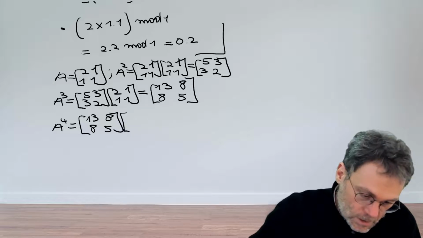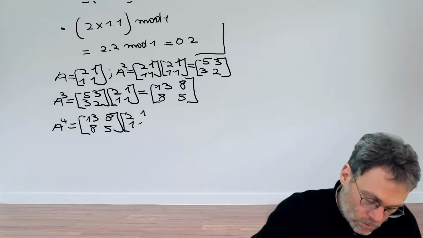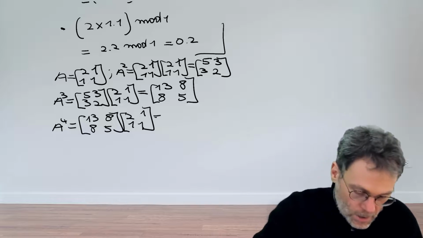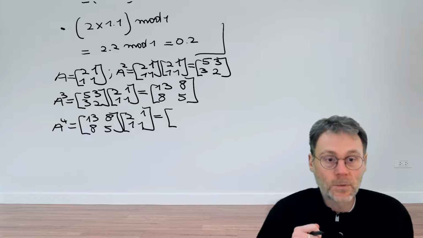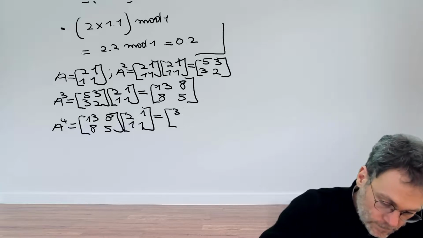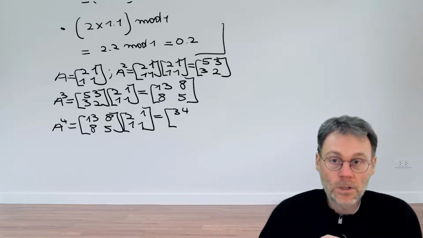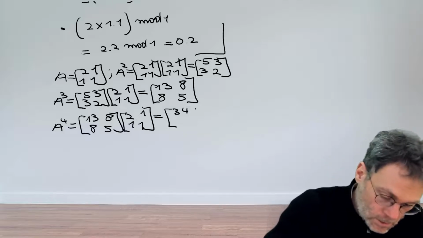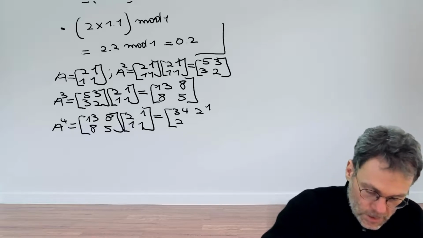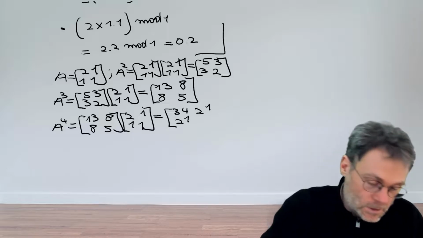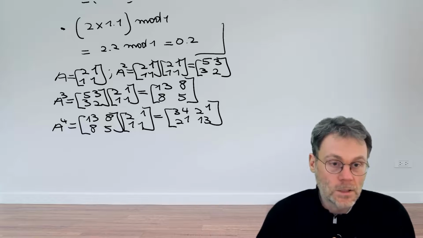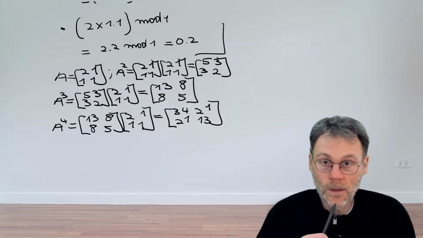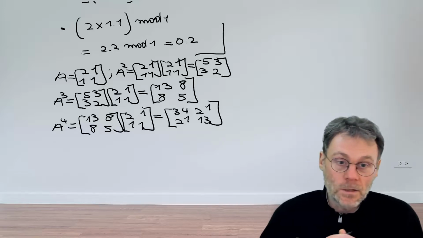And then finally, thank God, we have A to the power 4, which is [[13, 8], [8, 5]] times [[2, 1], [1, 1]]. Okay, let's get going here. So 2 times 13, 26 plus 8, 34. And then 13 plus 8, so that's 21. Also 21 there, and then 8 plus 5 is 13. So the map A to the power 4 is [[34, 21], [21, 13]]. Okay, so luckily that's finished.